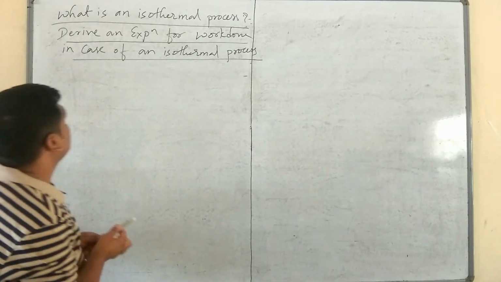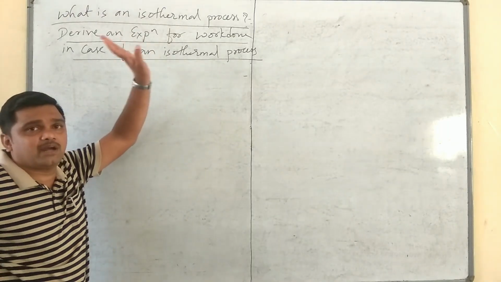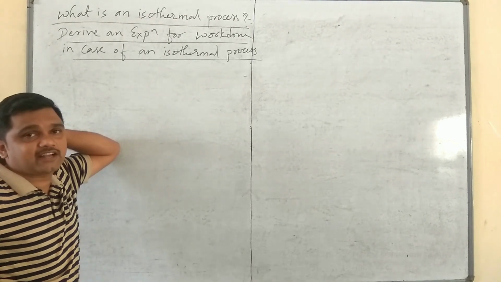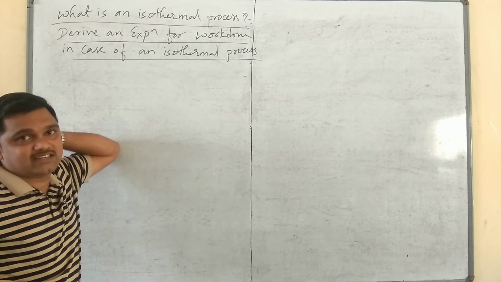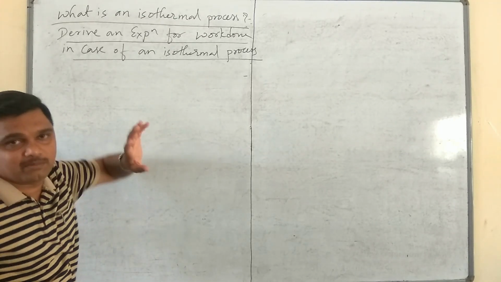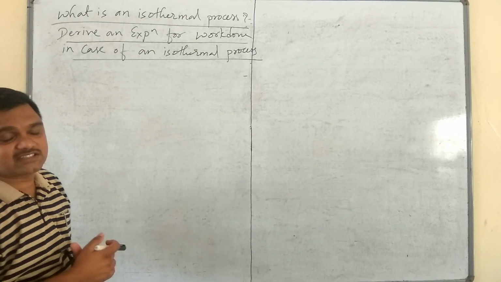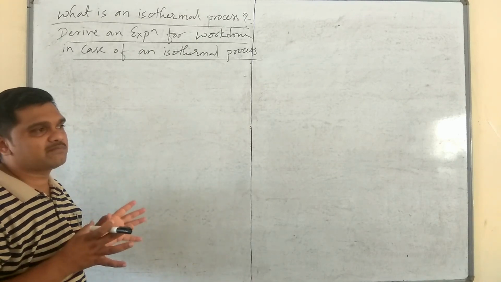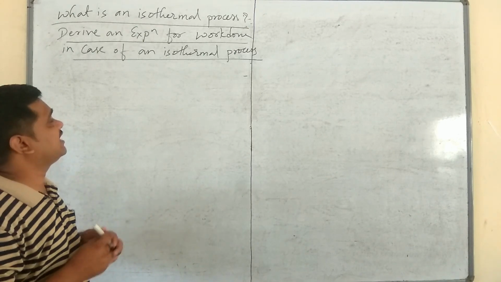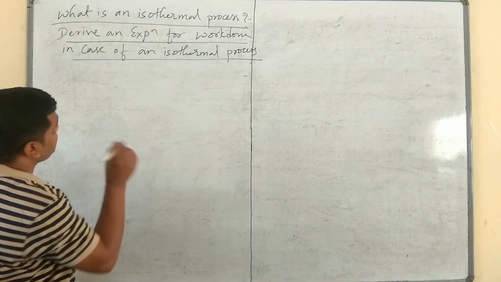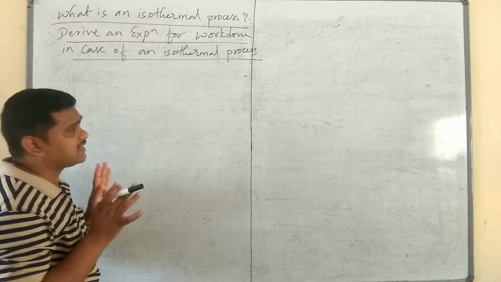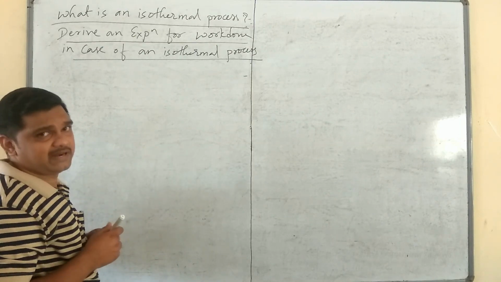In the last class, I have said about isothermal process. In case of an isothermal process, PV is equal to constant. That is, Boyle's law holds good. Hence, the product of pressure and volume remains constant. That is, at a constant temperature, the pressure of a given mass of gas is inversely proportional to its volume. Now, an isothermal process means the thermodynamic process that takes place at a constant temperature.